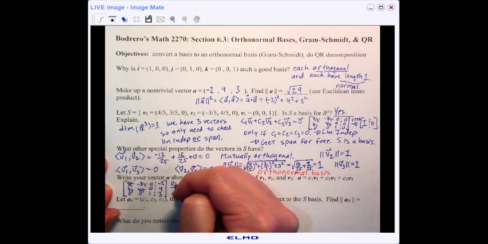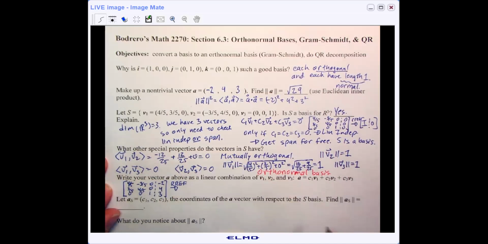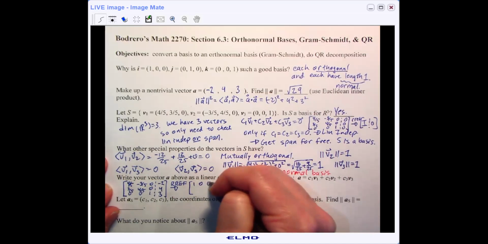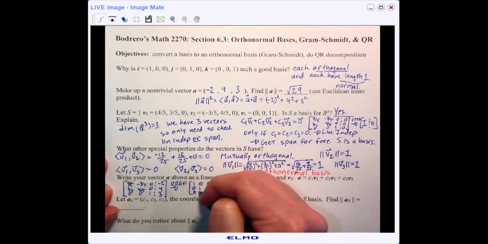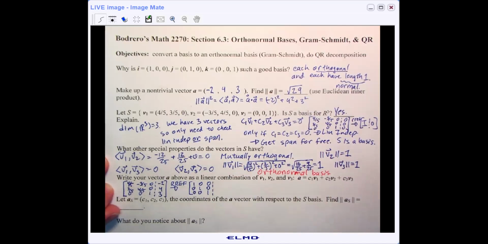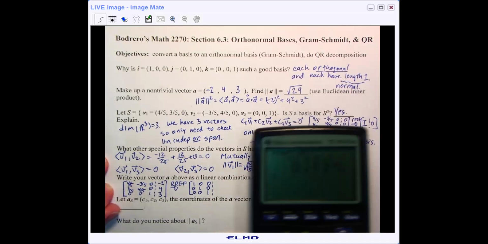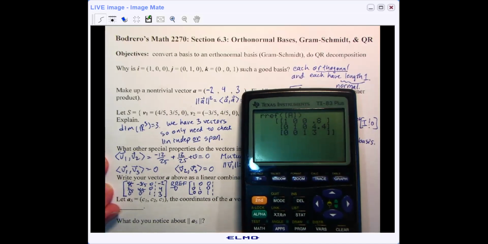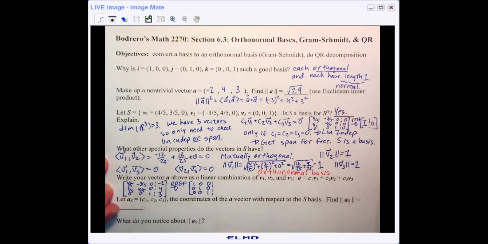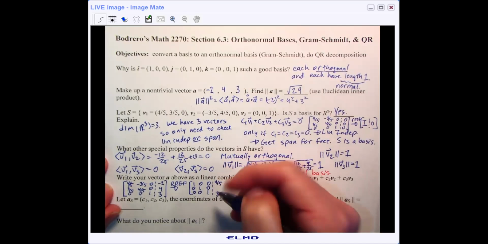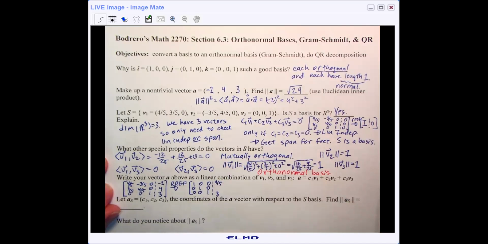And when we RREF this matrix to find the constants, C1, C2, and C3, we will get the identity on the left-hand side. And on the right-hand side, let's see what we get. I just did that on my calculator. Can you see that? So we get 4/5, 4 and 2/5, and 3. So 4/5, 3 down here. Let's see, 4 and 2/5 would be 22/5.